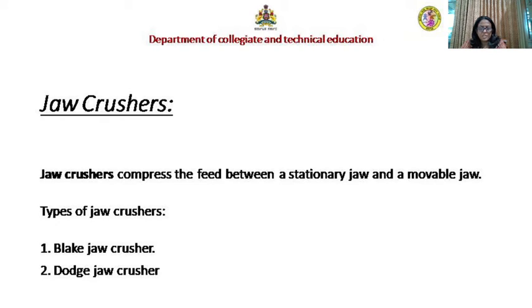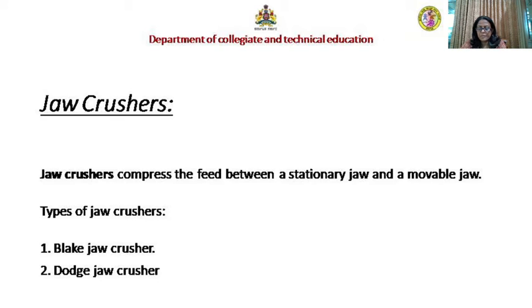In the Blake jaw crusher, the movable jaw or the swinging jaw is pivoted at the top. That means the maximum movement of the jaw is at the bottom. Whereas the Dodge jaw crusher is pivoted at the bottom, that is, the maximum movement of the jaw is at the top.